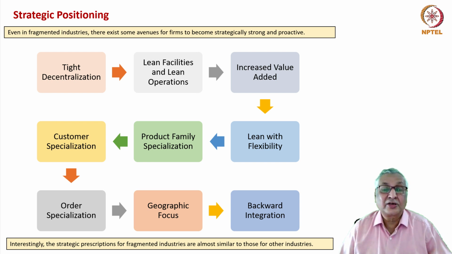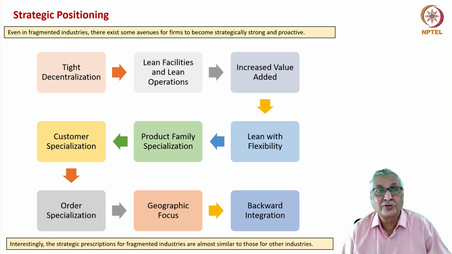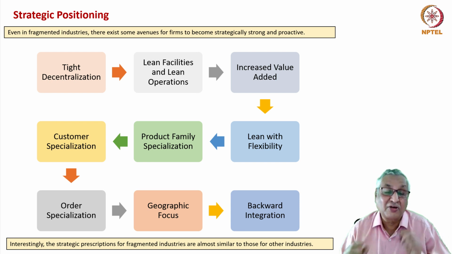And you could also look at backward integration to be able to reduce your costs of production or to enhance the differentiation that you could offer. Interestingly, the strategic prescriptions for fragmented industry are almost similar to those that are made in other industries. However, how you apply those strategic prescriptions and how you merge it with the requirements of lean facilities and lean operations and better customer service and better differentiation would hold the key for successful strategic positioning.